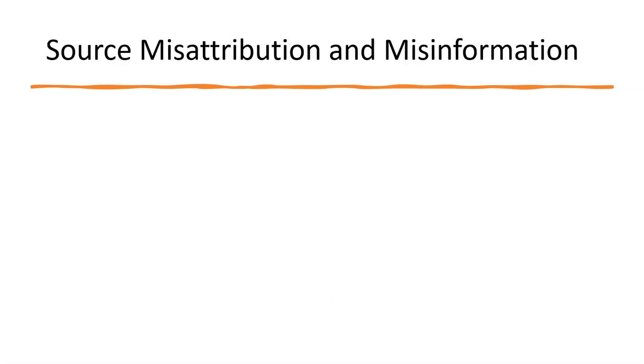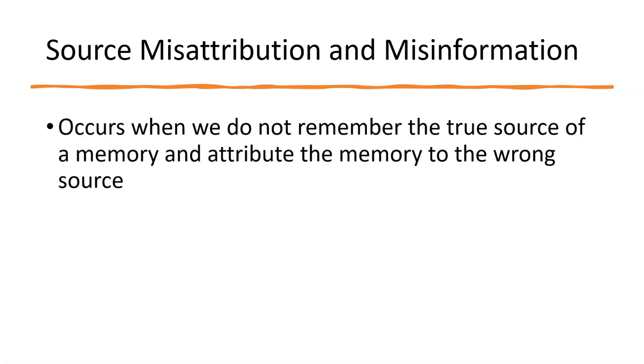Now, there are a couple of different ways in which we have vulnerabilities, because that's the way our memory systems work. Since memory, especially long-term episodic memory, is reconstructive, we are vulnerable to making misattributions, and we're vulnerable to misinformation. These sorts of things happen when we don't remember the true source of a memory, and we may misattribute that memory to the wrong source.